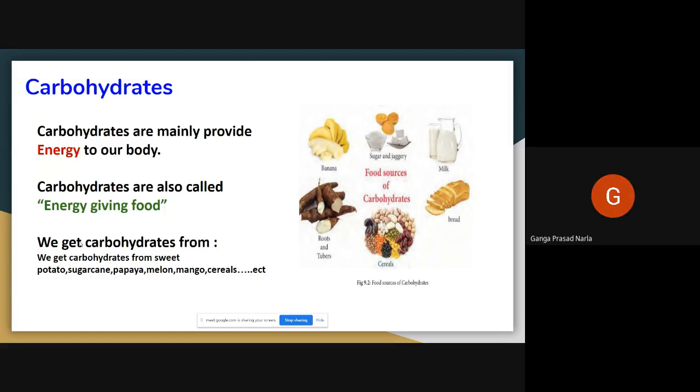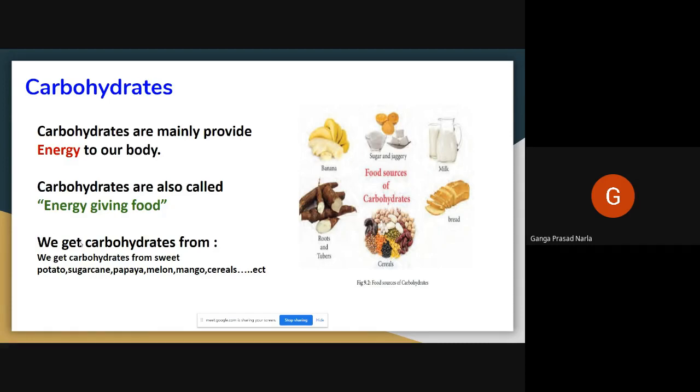Boost and cereals. So what are cereals? Rice, wheat, maize. Rice is బియ్యం, wheat is గోధుమలు, maize is మక్కలు. We get all these from cereals. We eat rice daily, and rice mainly provides us energy because rice contains carbohydrates.